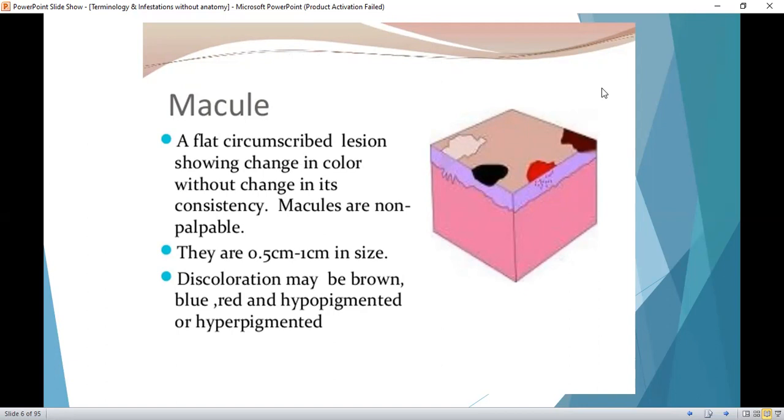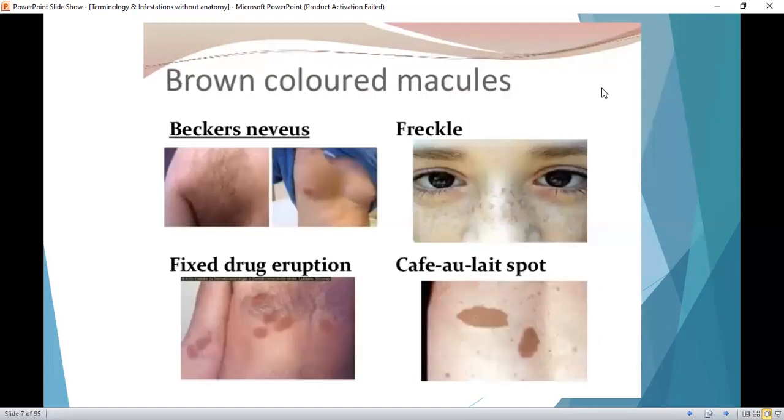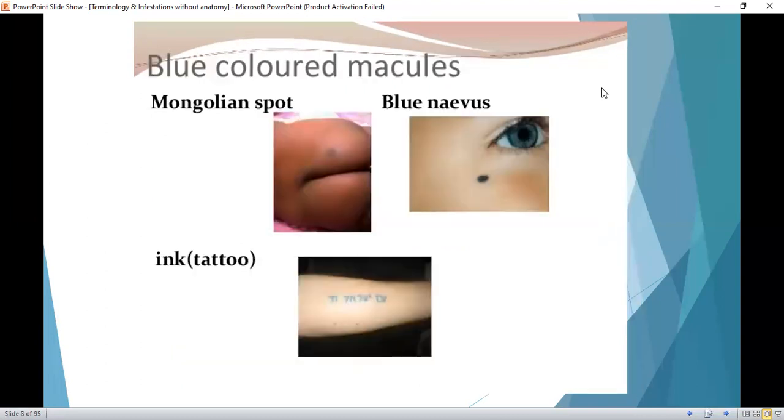Macules are 0.5 to 1 centimeter in size, and they may be of different colors: brown, blue, red, hyperpigmented. For example, we can see this is a nevus. Nevus is a pigmentation like a mole. Freckle, that is also a macule. That is, there is no marking present on it, and there is no feeling present on it. Fixed drug eruption, café-au-lait spots, which are birthmarks.